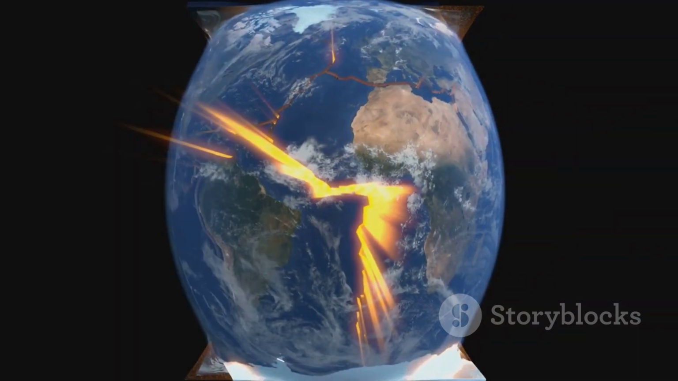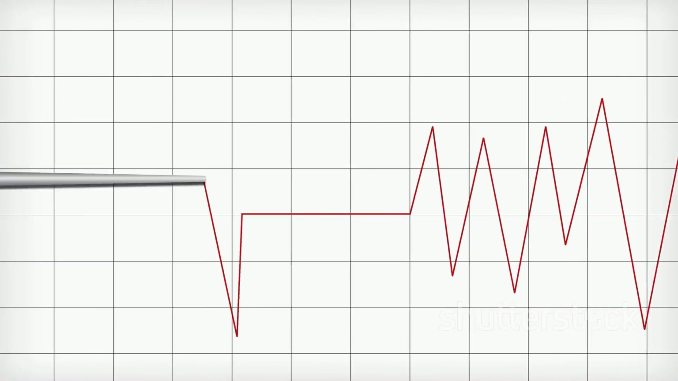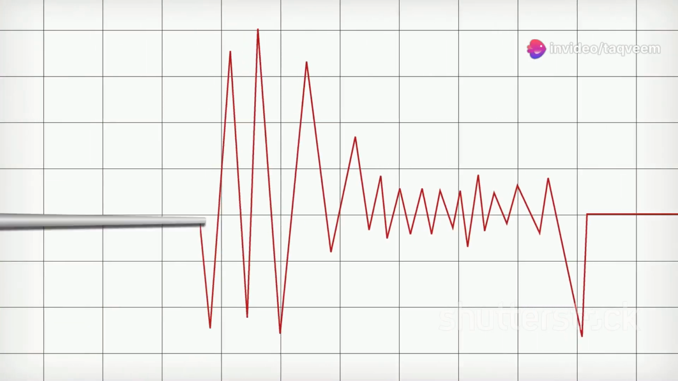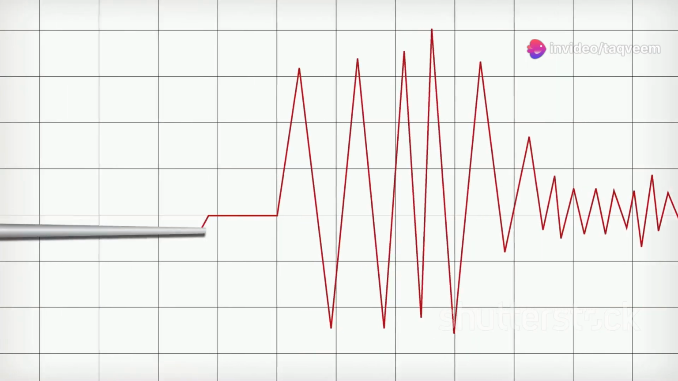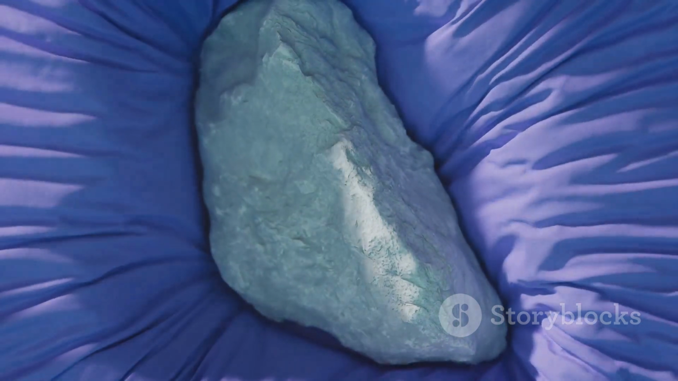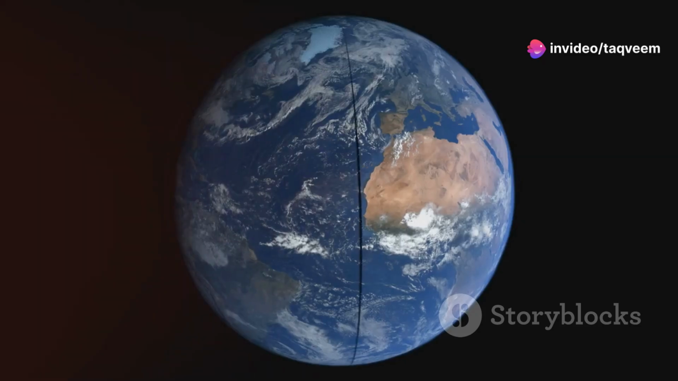Now let's talk about the boundary that separates the crust and the mantle, the Mohorovicic discontinuity, or the MOHO. Discovered by seismologist Andrea Mohorovicic in 1909, this boundary is characterized by a sudden increase in seismic wave velocities. Why? Because the rocks below the MOHO are denser and more rigid than the rocks above it. It's like the Earth's very own speed bump.